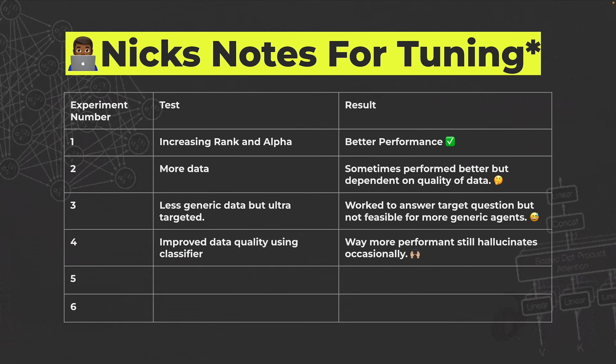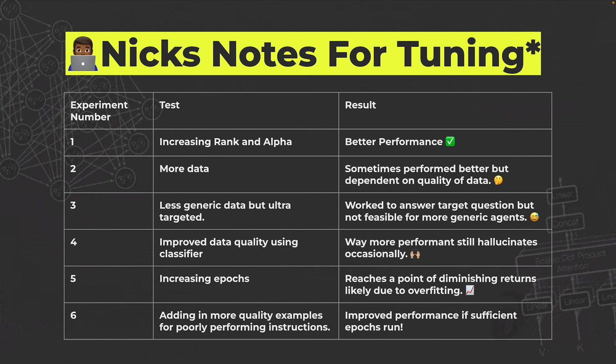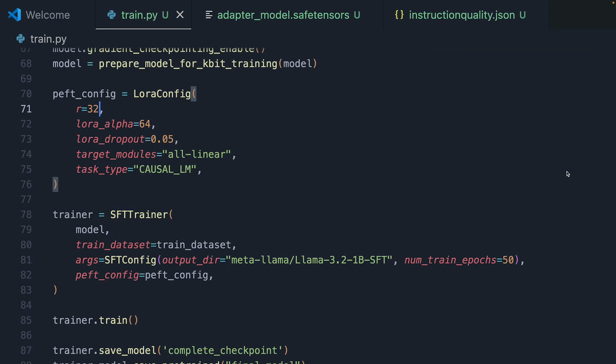The 4th thing that I did was I improved the data quality using a data classification script. I'm going to show you this in a second and we're going to go through it. Way more performance. Still hallucinates occasionally, but when I combined it with more epochs as well, it tended to perform really, really well. Then if I went through data quality and specifically looked at the stuff that didn't perform so well and made sure that I had enough epochs, that combination tended to give me a pretty good LoRA. When it comes to the training parameters that I changed, I bumped up the rank to 256 here.